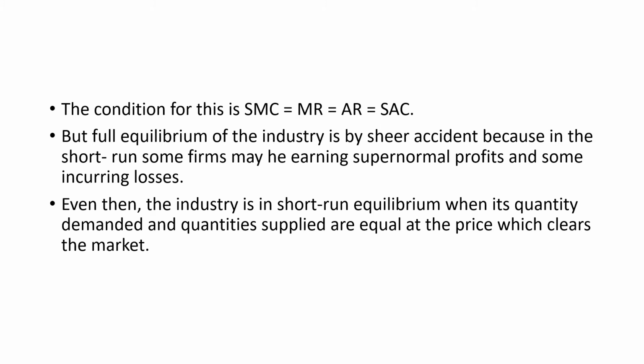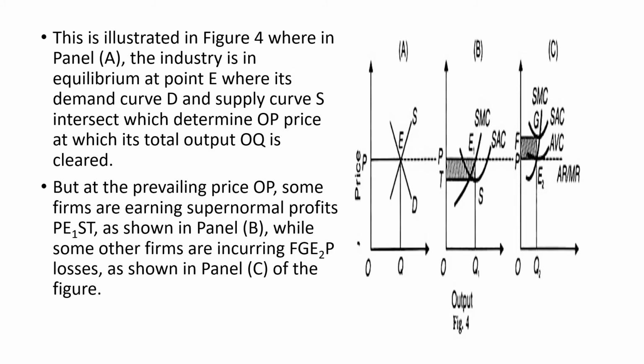Even then, the industry is in short-run equilibrium when its quantity demanded and quantity supplied are equal at the price that clears the market. Now, coming to the figure given here, panel A shows that the industry is in equilibrium at point E, where its demand curve, represented by D, and its supply curve, represented by S, intersect, which will determine the price and output in the market. OP is the equilibrium price, and OQ is the quantity demanded and supplied in the market.